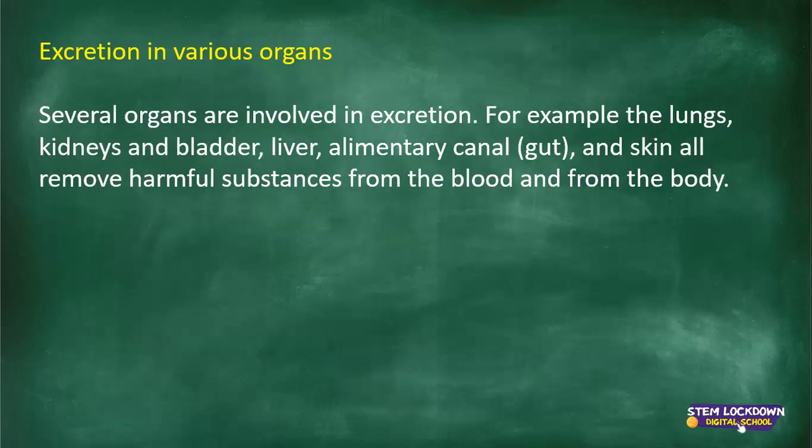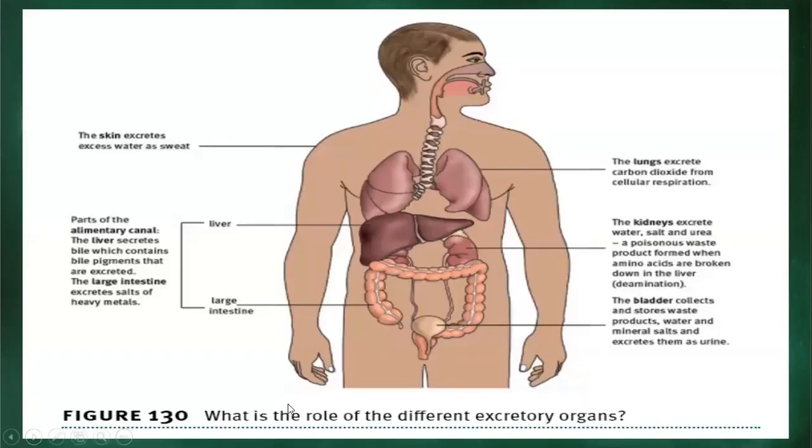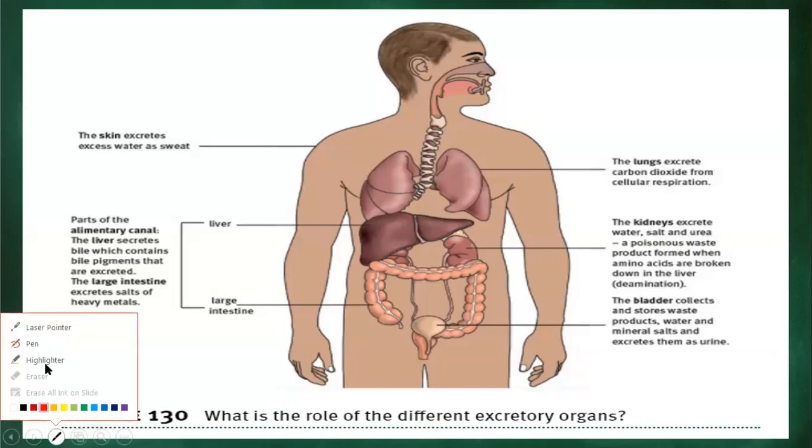For example, the lungs, kidneys, and bladder, as well as the liver, alimentary canal, which is the gut, and skin, all remove harmful substances from the blood and from the body. So we discussed those organs. They play a very big role in facilitating the process of excretion in human beings. What is the role of the different excretory organs? Let's highlight as we go. Whenever you're asked, I really want my voice to ring in your head whenever you get this question, because we have discussed these organs so many times.